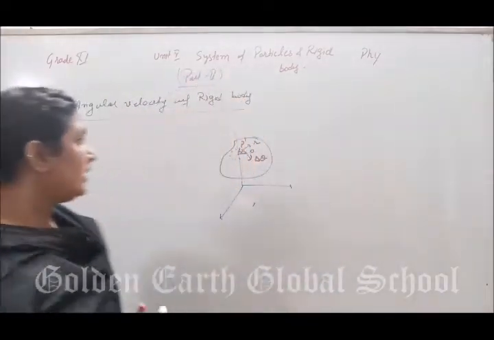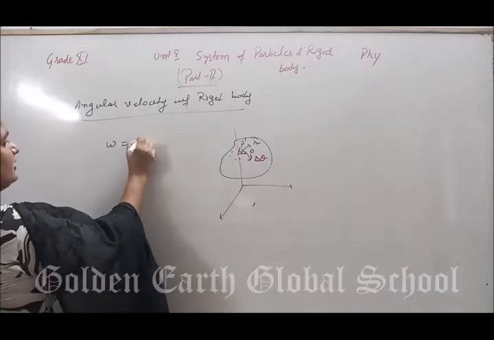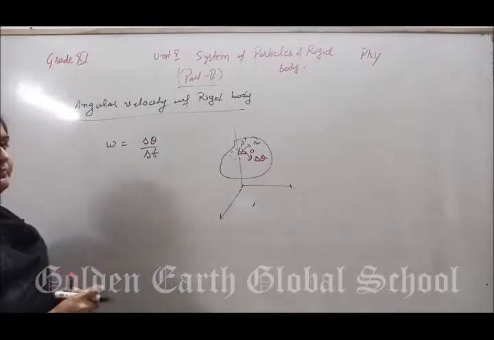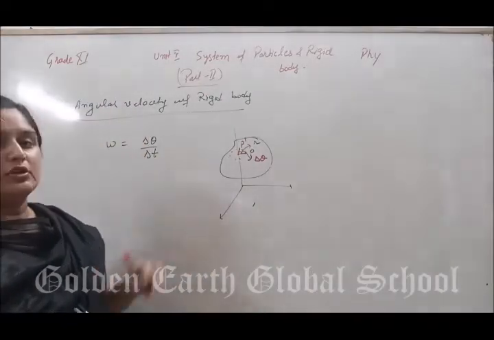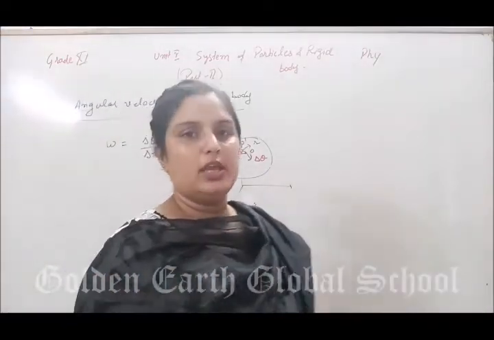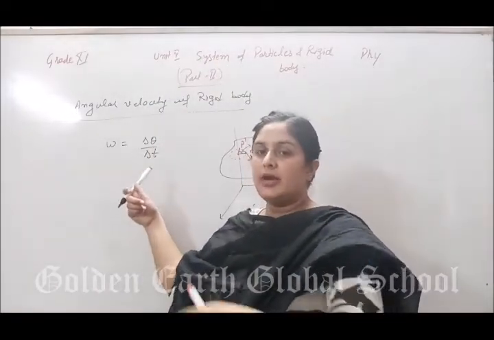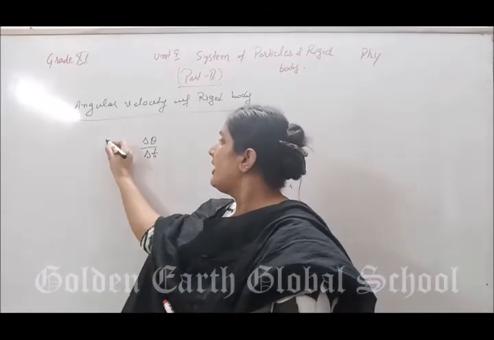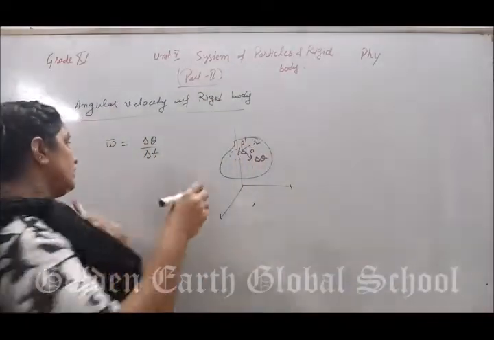So delta theta is the angle covered by the particle from point P to P dash in time delta t. Now the angular velocity is denoted by omega. It is given by the ratio of angular displacement to the time. Angular velocity omega is equal to the ratio of angular displacement to the time taken by the particle to cover the given displacement. So this is called the average angular velocity.